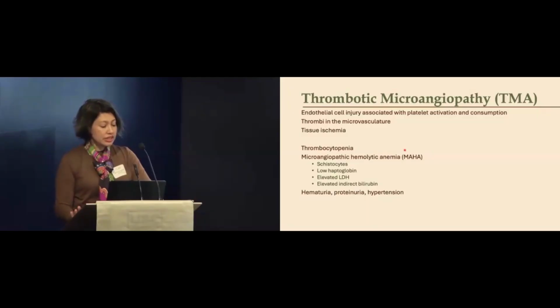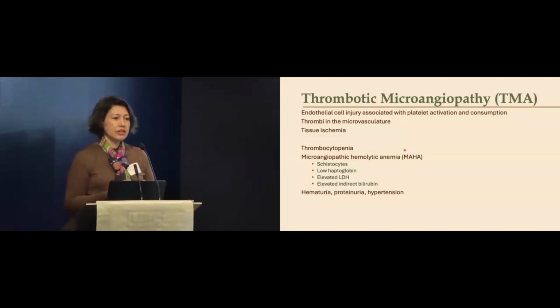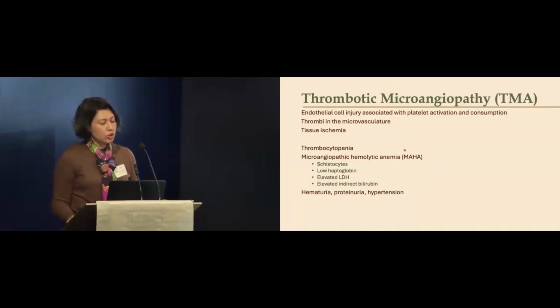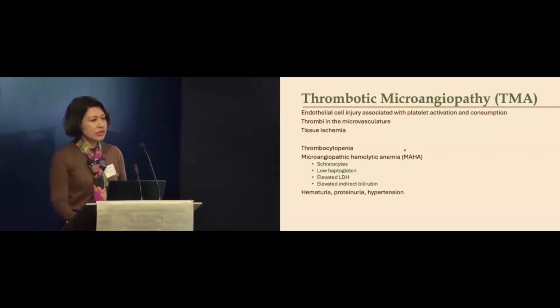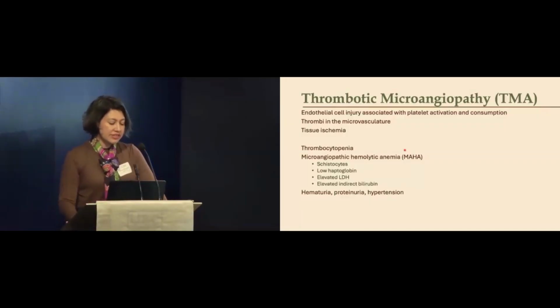And clinically, what we see is thrombocytopenia due to the platelet activation and consumption, and due to the red cell fragmentation, we see microangiopathic hemolytic anemia, or MAHA, with the schistocytes, low haptoglobin, elevated LDH, and elevated indirect bilirubin. So that's what's seen systemically, but particularly to the kidney, the results of the endothelial injury, particularly in the glomeruli, results in hematuria, proteinuria, as well as hypertension. And so this can cause a lot of damage within the kidney itself.